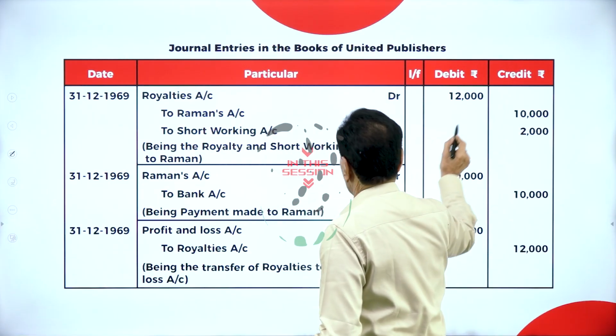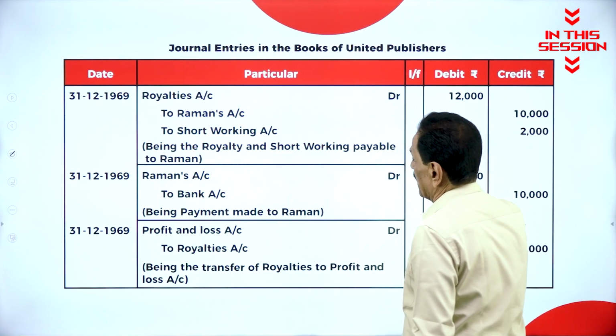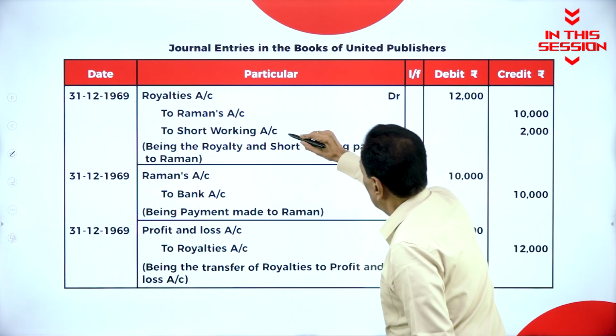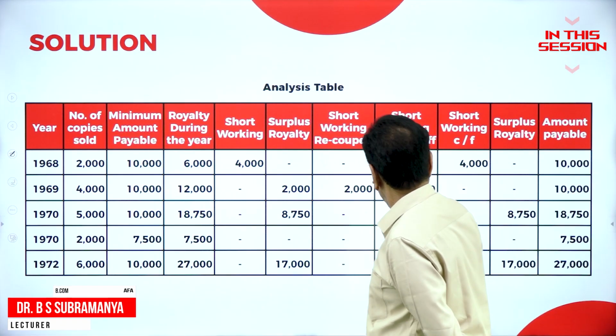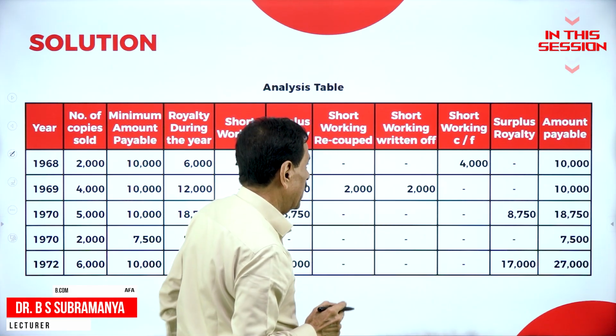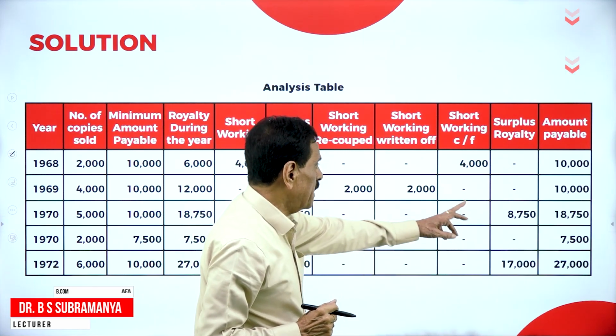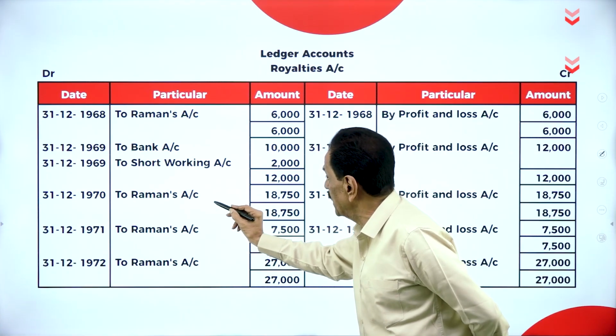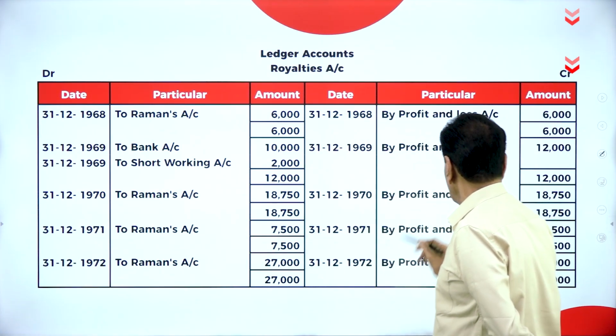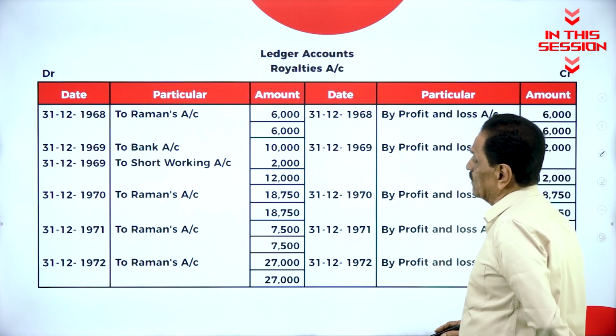Royalties accounted at 12,000, to Raman account 10,000, to short working recover 2,000, surplus, short working recover, short working could not be recovered, transferred to P&L account, paid to amount payable to author. Royalty to Raman account 18,750, by profit and loss account 18,070.